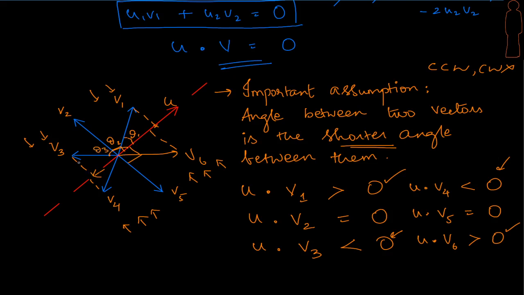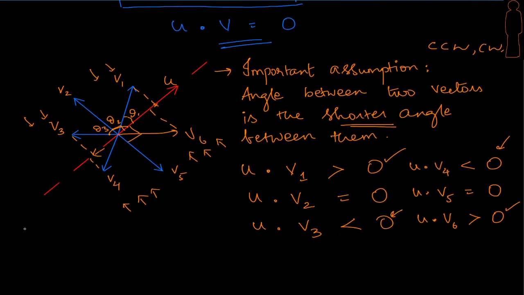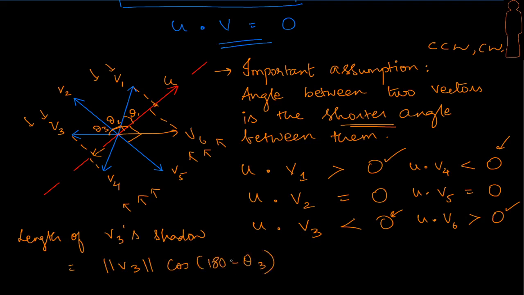The shadow is going to be V3 cos, will that be theta 3? No, it's not going to be theta 3, but it's going to be 180 minus theta 3, right? This specific angle, this angle here, right? So let me just write down what we are talking about here. We're saying that the length of V3's shadow is going to be the magnitude of V3 times cos(180 minus theta 3), right?